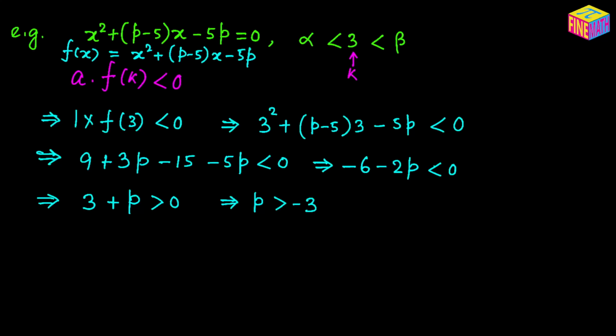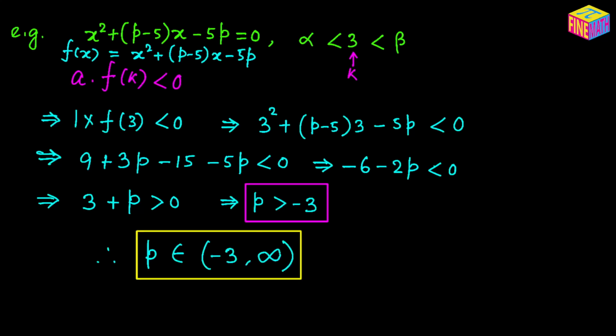And that was the only necessary condition for positive 3 to be in between the two roots of this quadratic equation. And if we want to write it in the interval notation, then we can say therefore p must be in this range right here, so greater than negative 3, that means from negative 3 up to positive infinity. Now if we want to quickly validate this solution set, we can maybe try a value of p. So from this range, maybe we can take a value of p as maybe 0 or 1.